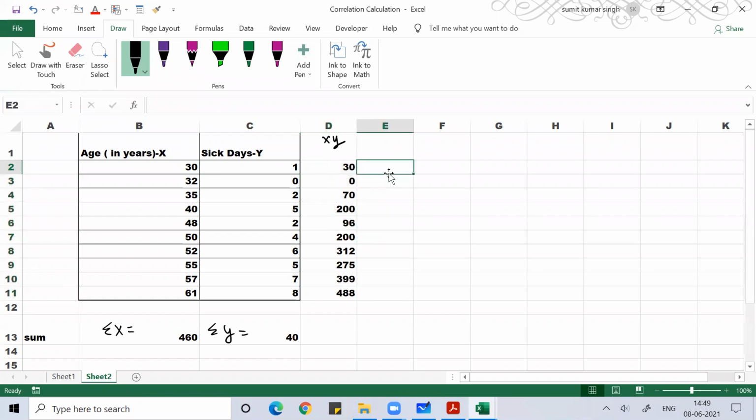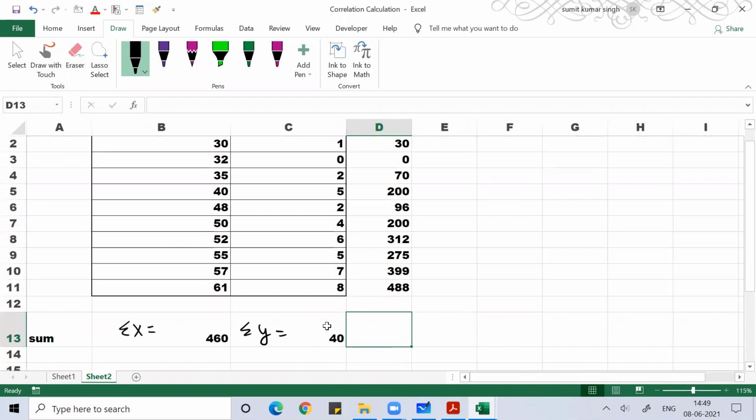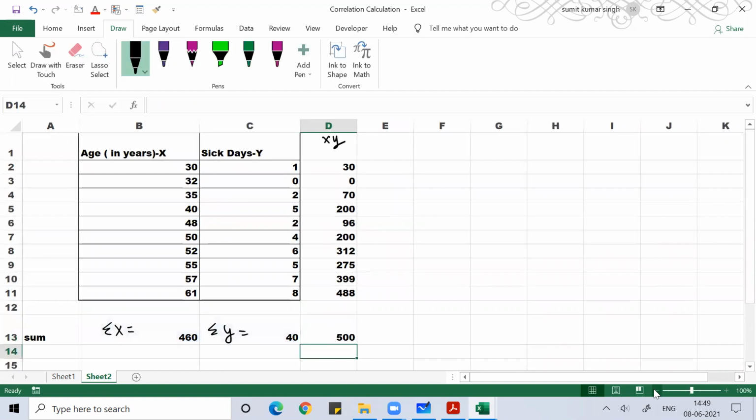So I multiplied. I hope you are understanding. XY means 30 into 1, 32 into 0, 35 into 2, 40 into 5, 48 into 2, 50 into 4, 52 into 6, 55 into 5, 57 into 7, 61 into 8. And I can do the sum of that. Clear? So I need sum of x, sum of y, sum of xy, then sum of x square and y square.